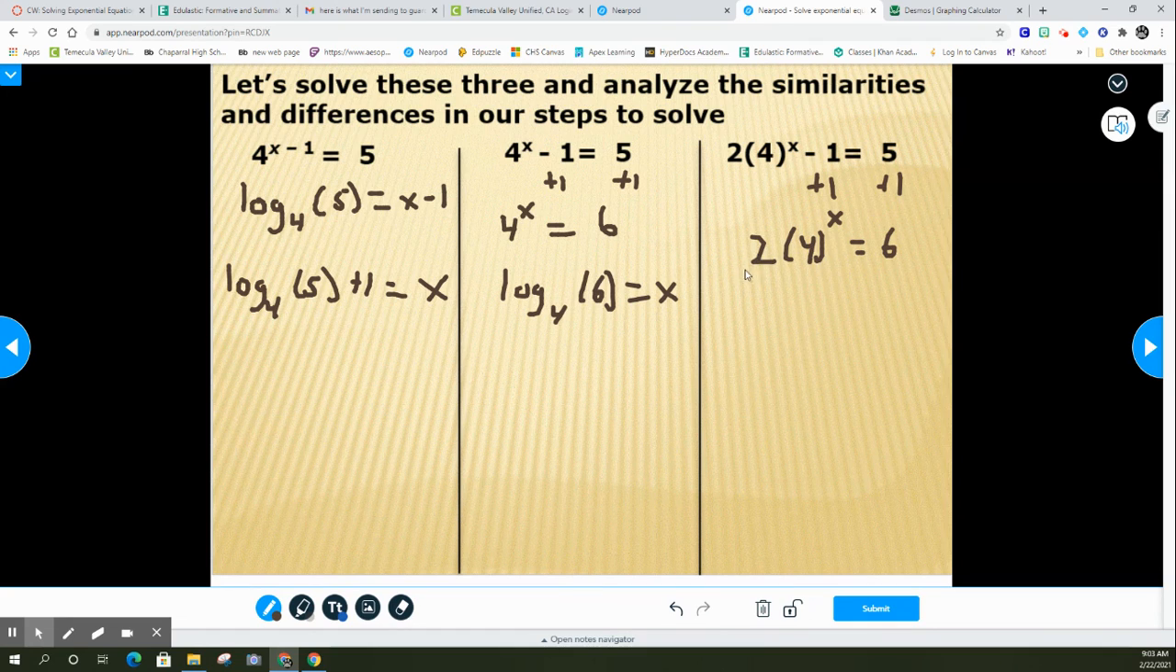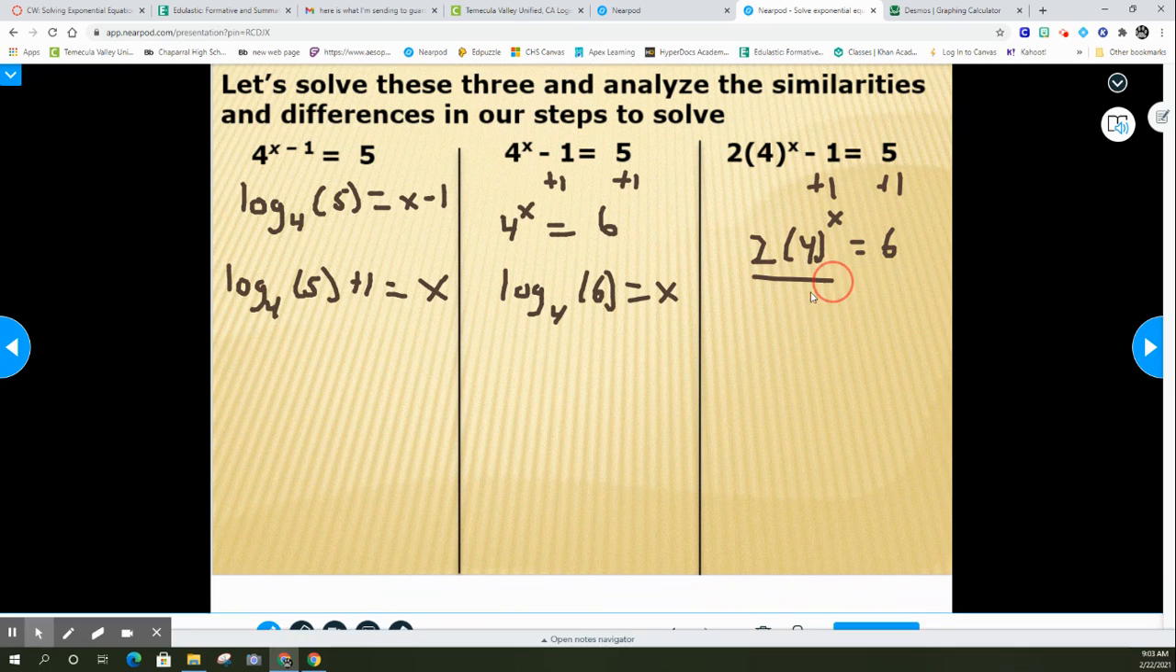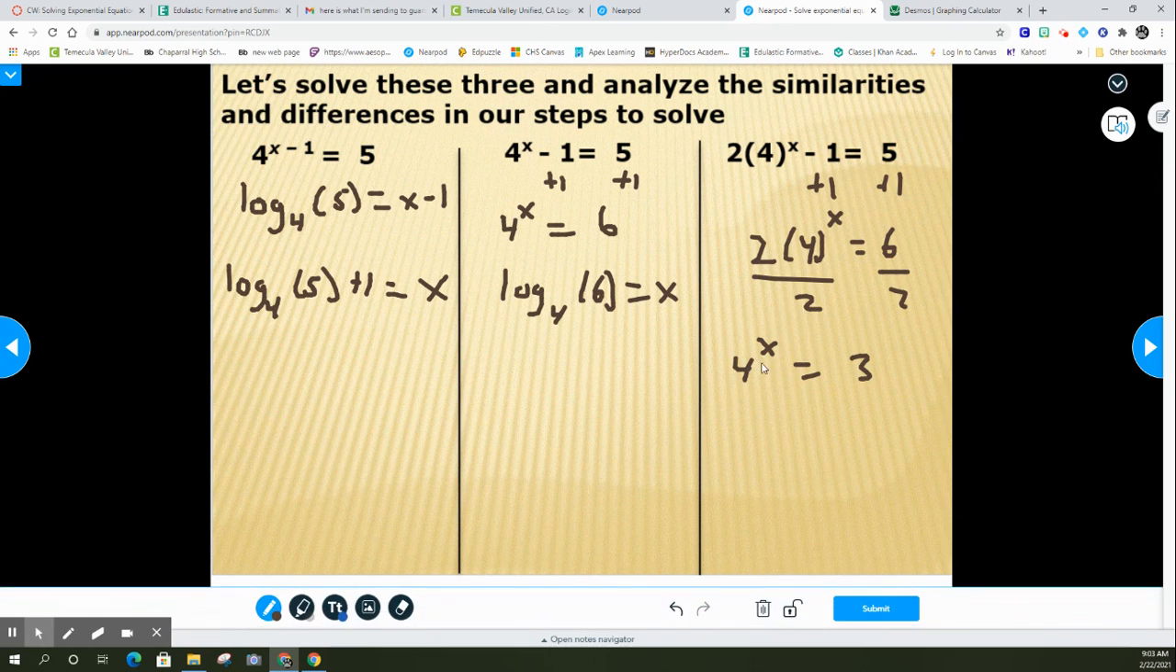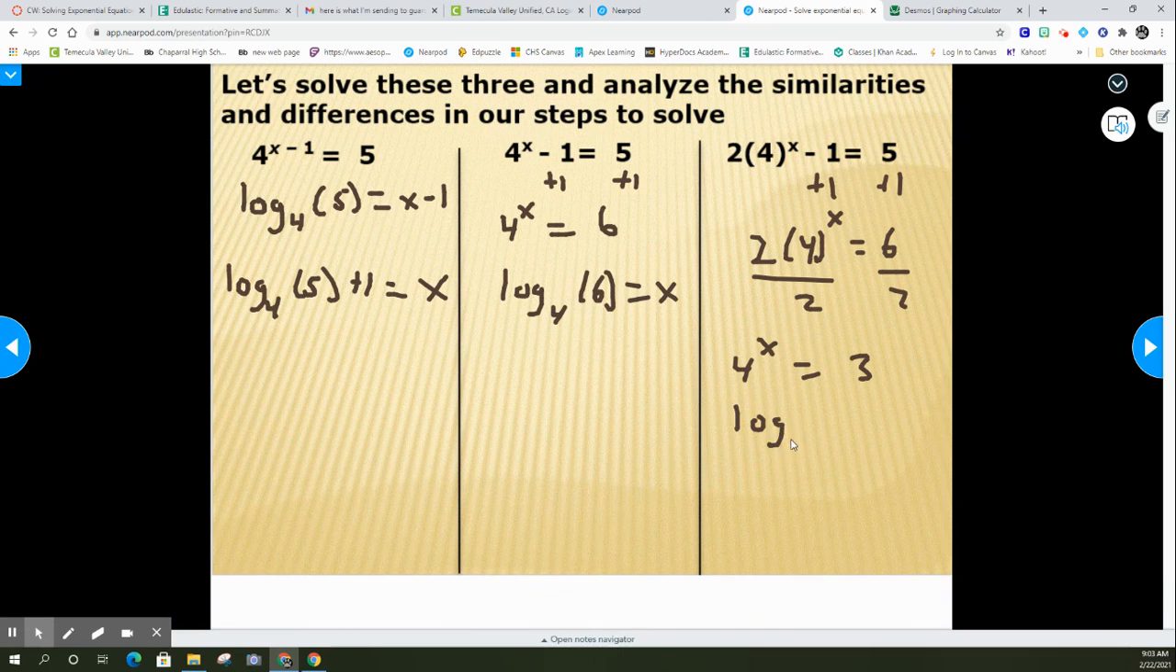And now, again, the power is not by itself. It's being multiplied by 2. So I want to get rid of this 2, so I'm going to divide both sides by 2. Now I get 4 to the x equals 3. And now at this point, I can rewrite it. So log base 4 of 3 equals x.